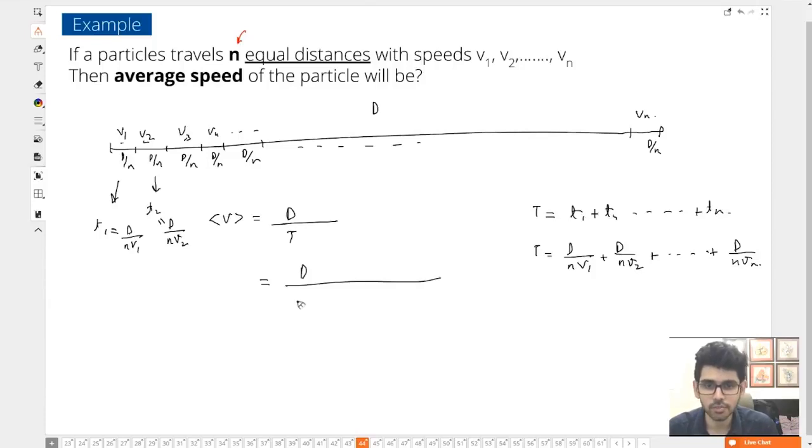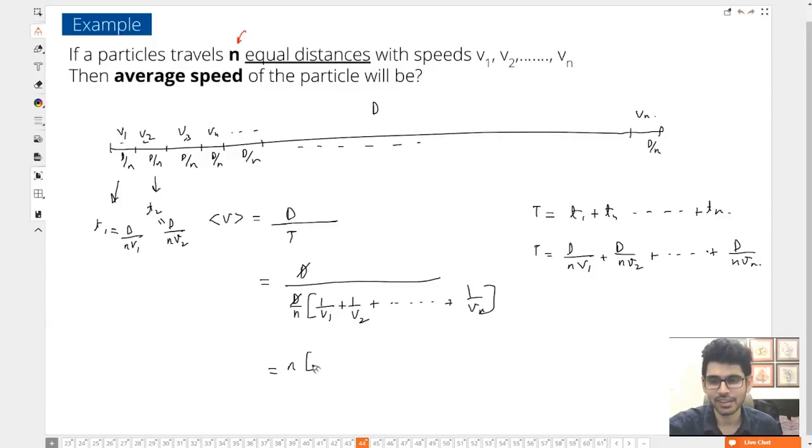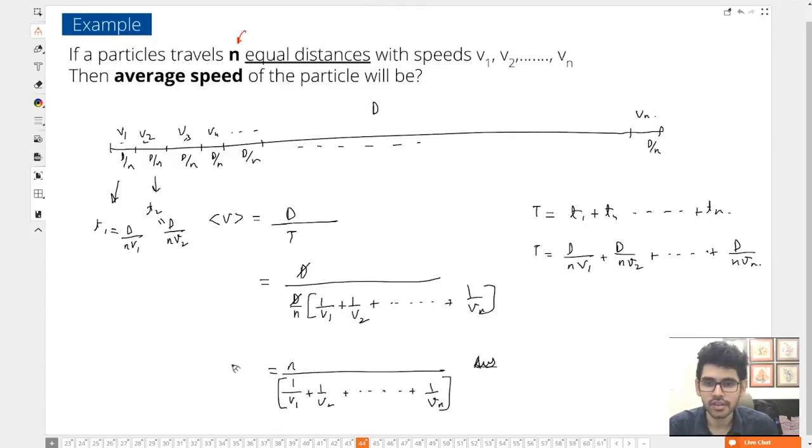So play with such mathematical things. D by n, let me take it as common. So this will be 1 by V1 plus 1 by V2 plus 1 by Vn. So this and this cancel out. n will go on the top. Here, when you take the LCM, okay, let's not take the LCM, because it will be very tedious. So let's just leave our answer like this: n upon 1 by V1 plus 1 by V2 plus 1 by Vn. So this will be your answer for average velocity.